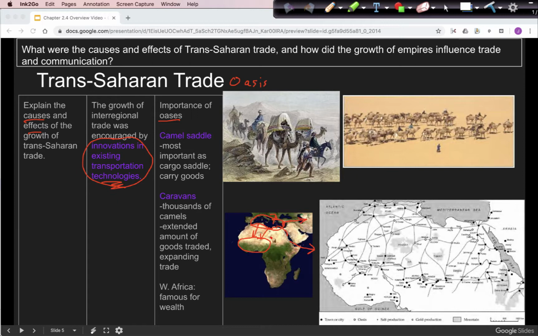So even though we talk about 3 different trade networks, Trans-Saharan over here, Indian Ocean, and Silk Roads, there are really places where they're interconnected, and the Mediterranean is really one of those places where they all sort of overlap. Okay, so back to these oases.